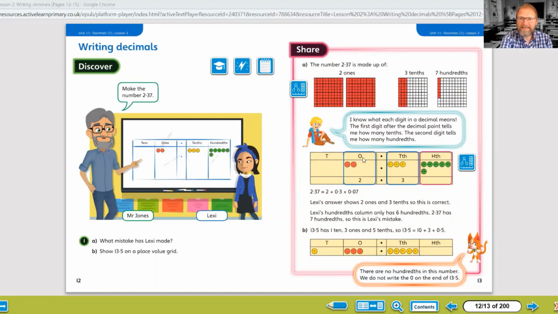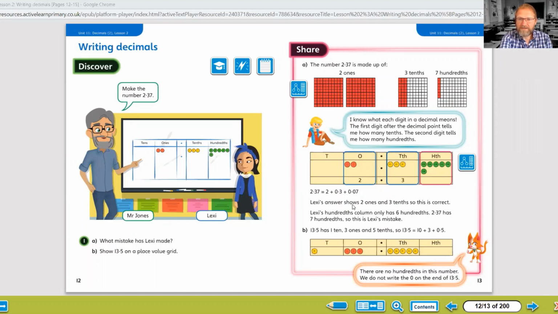Now, this is what Lexi put on her place value chart. She put 2 ones, that's good, 2 ones, 0.3, 1, 2, 3 tenths. And we should have 7 hundredths. 1, 2, 3, 4, 5, 6. Right, so there's the mistake. She needs to put 1 more hundredth down there to represent the number 2.37 because it is made up of 2 wholes, 3 tenths, and 7 hundredths.